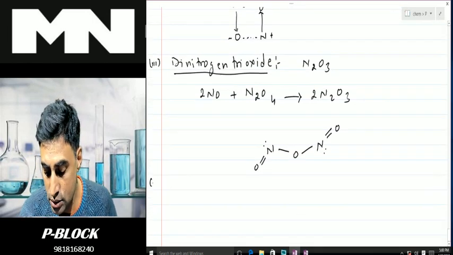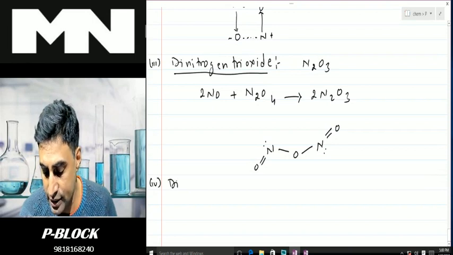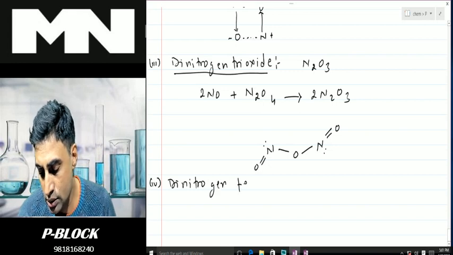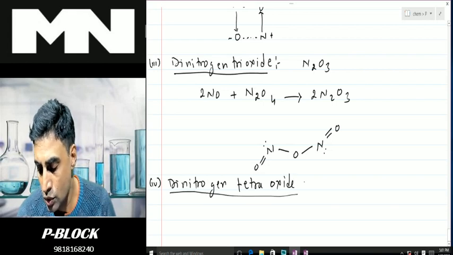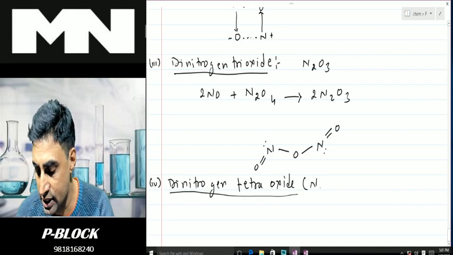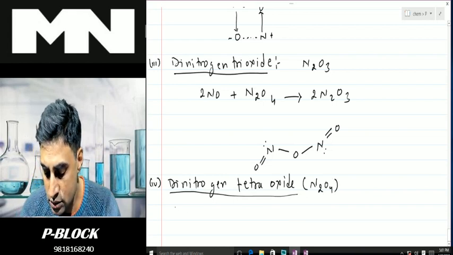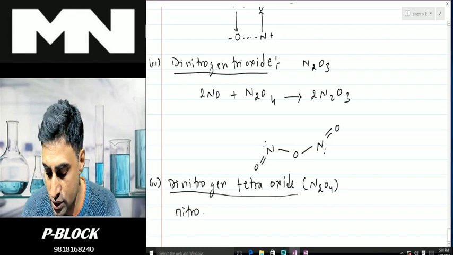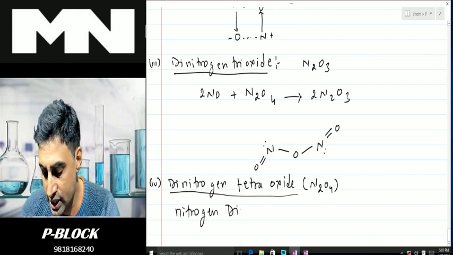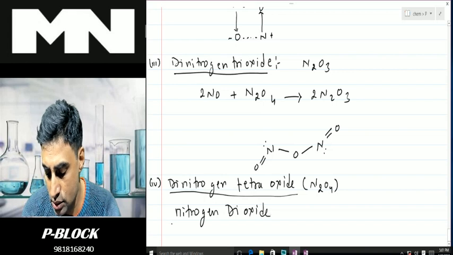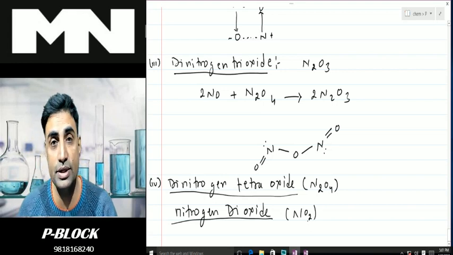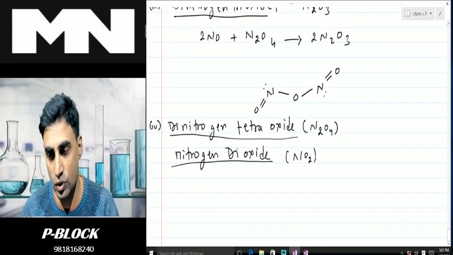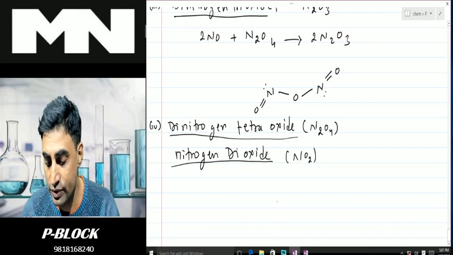Next one is dinitrogen tetraoxide, or we can call it nitrogen dioxide, N2O4. We can call it nitrogen dioxide, that is NO2. It is this NO2 that undergoes dimerization to form N2O4. Let us have a look at the structure of NO2.